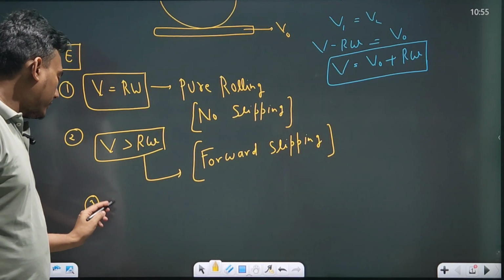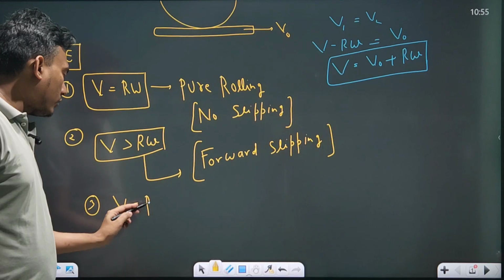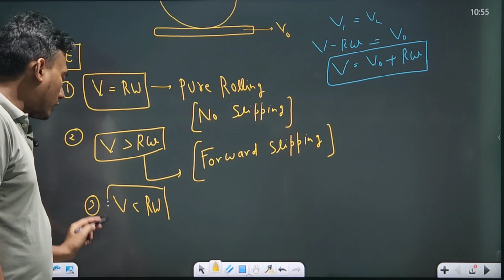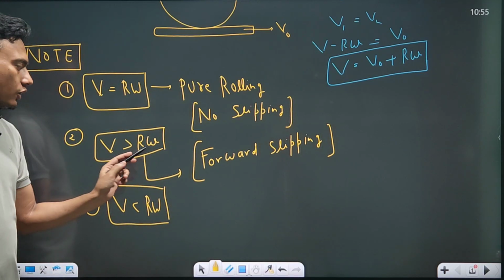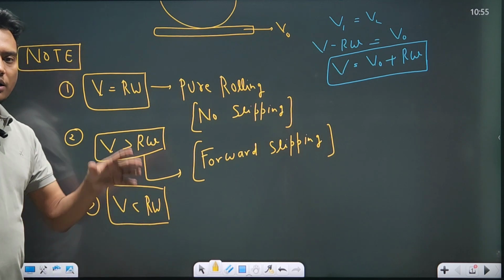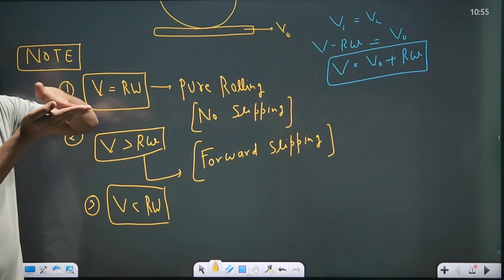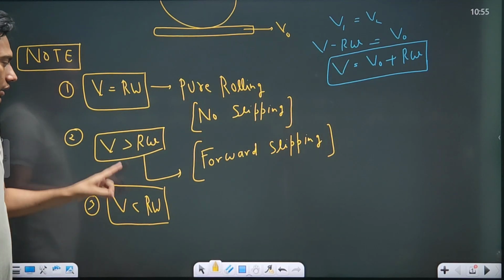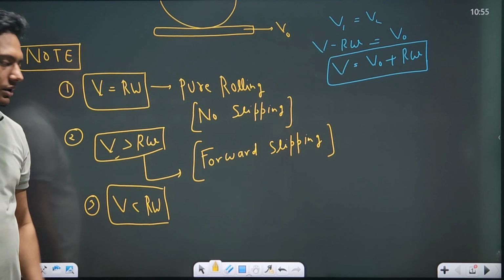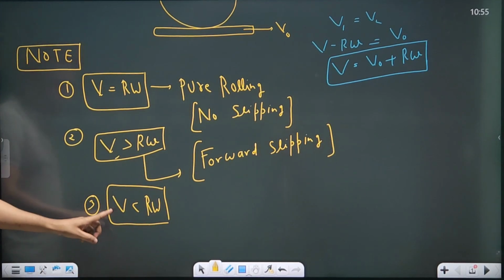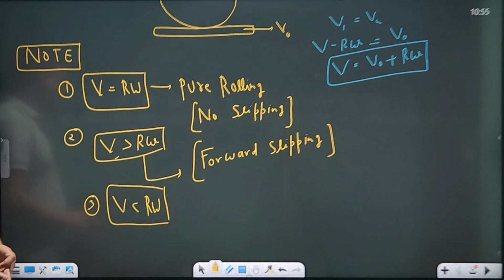And if V less than R omega, basically the V greater than R omega condition we can see when we apply the brake suddenly on a car, then the wheel will skid on the surface. Then linear speed is more, R omega is less. So this is called forward slipping. What is V less than R omega? It is called backward slipping.